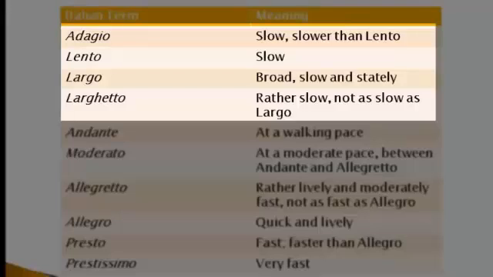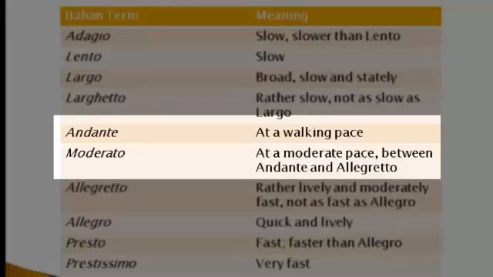You might say to yourself, that's a little challenging to remember. Here's what I always use to remember it. Adagio is the slowest, and it starts with A. Then we have lento, which is slow, and then the LAs, the largo and larghetto. Then you can group andante and moderato together. Andante is at a walking pace, and moderato is at a moderate pace, but it's faster than andante. Moderato is in the middle between andante and allegretto, AMA.